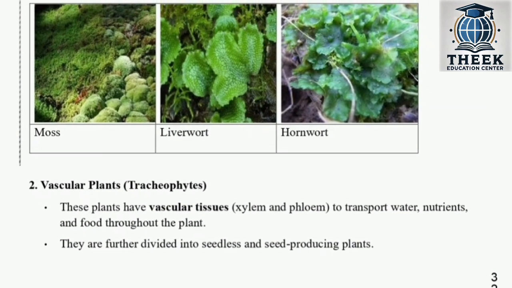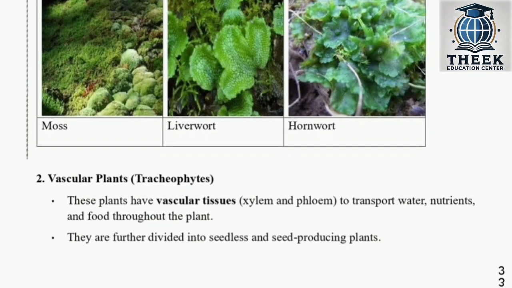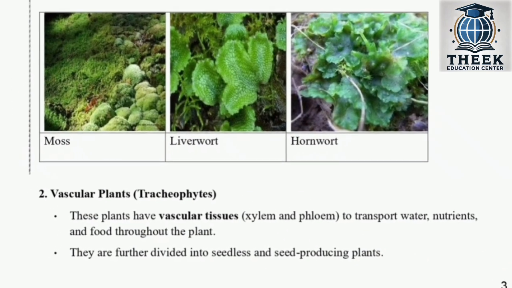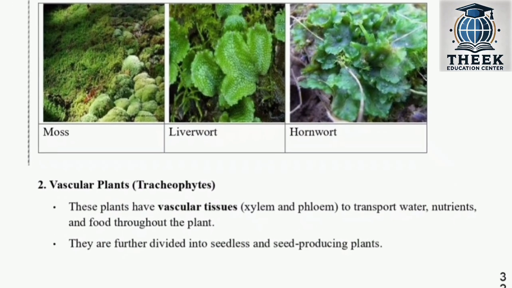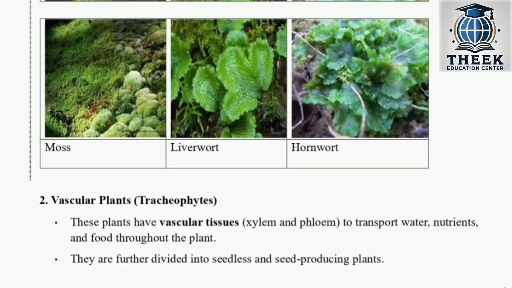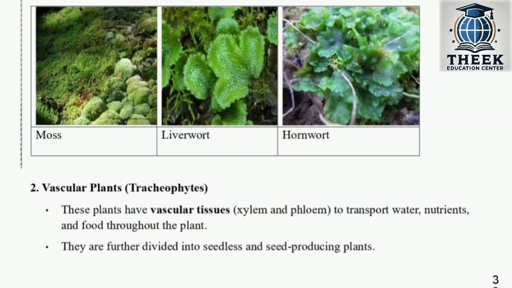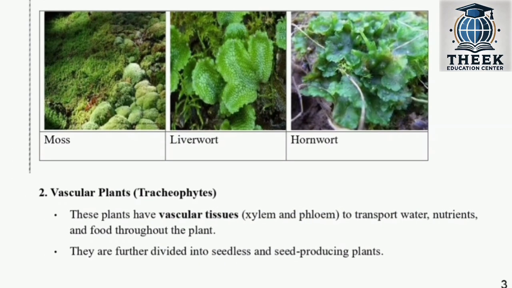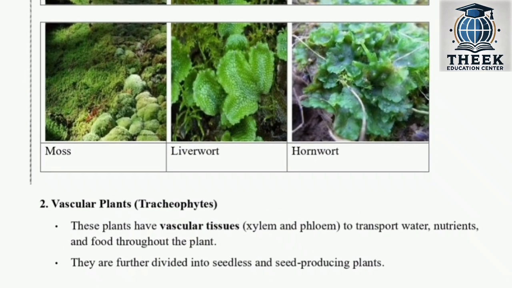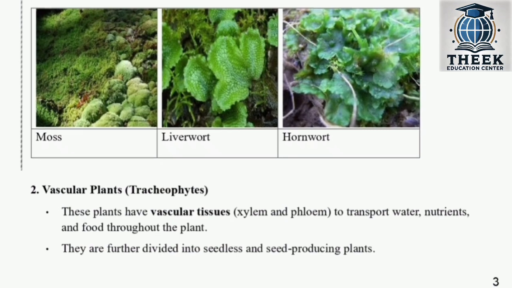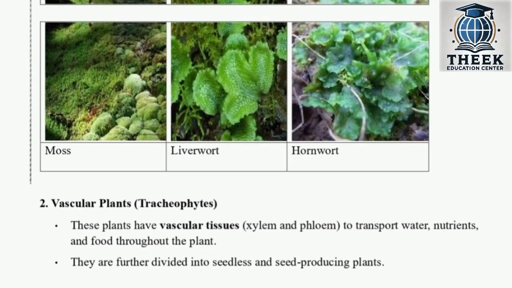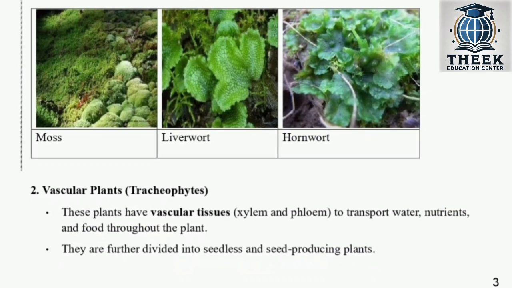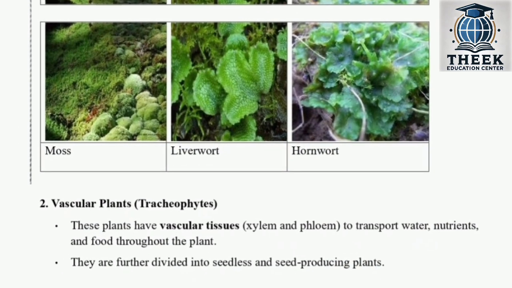They are further divided into seedless and seed producing plants. So these vascular plants are further divided into seed producing and seedless plants. Seedless means plants that do not produce seeds. Then you have seed producing plants, those are plants that produce seeds.